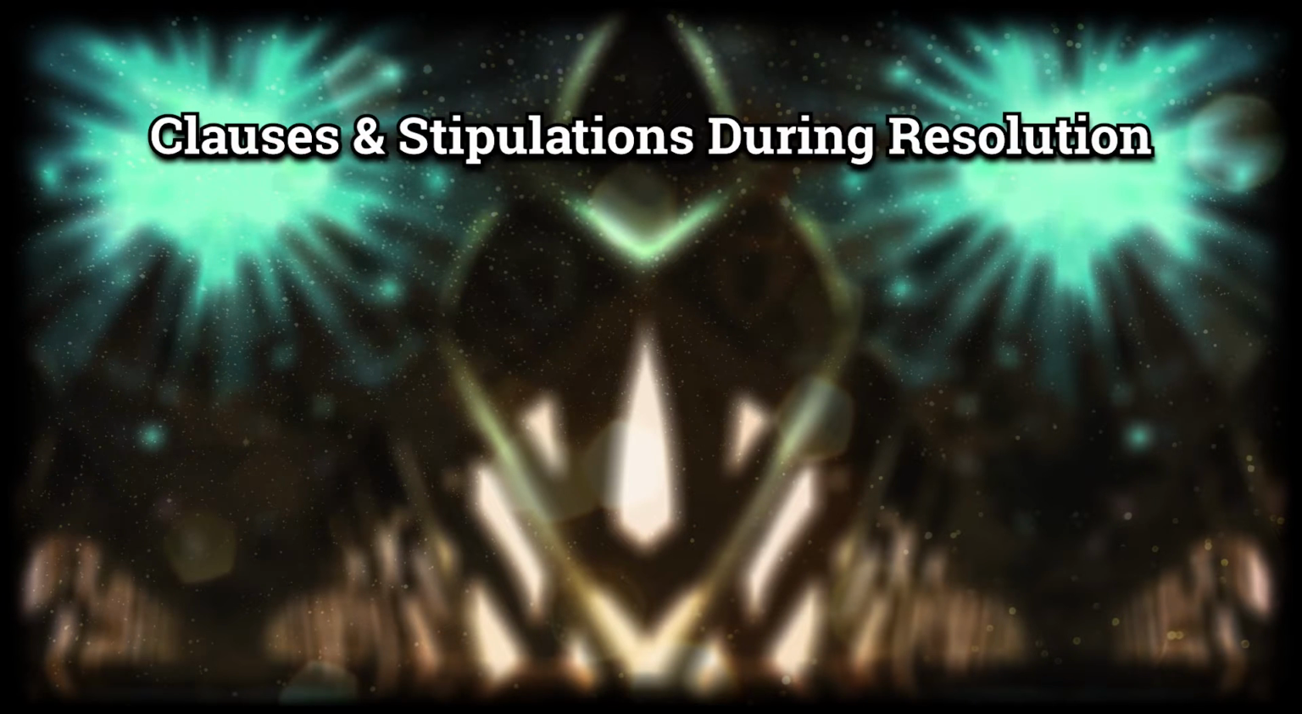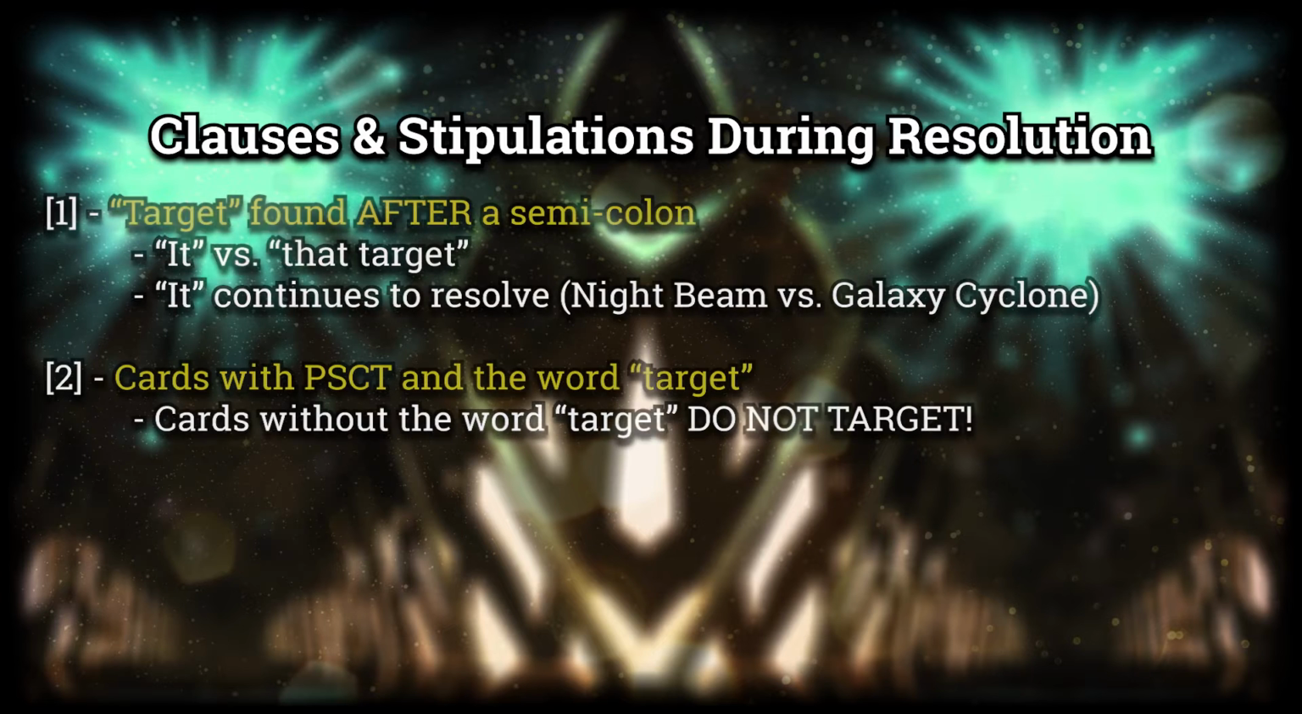Clauses and stipulations during resolution. For any card which displays target after the semicolon, the designated target must still be valid upon resolution. Unlike Night Beam, the card Galaxy Cyclone specifically reads "it" rather than "that target." So even if the chosen target is chained or doesn't meet the initial activation target conditions, Galaxy Cyclone will still resolve properly. If a card with new card text doesn't include the word target, it does not target.